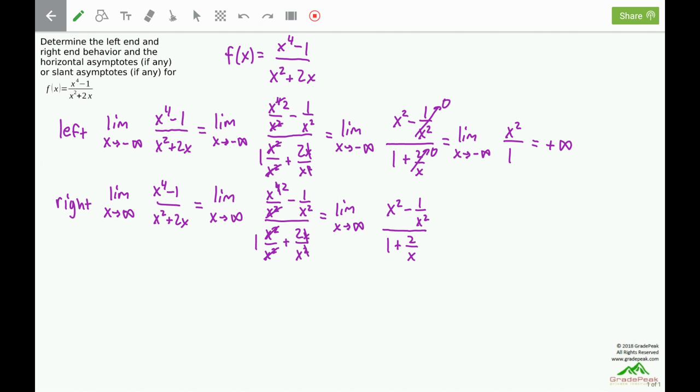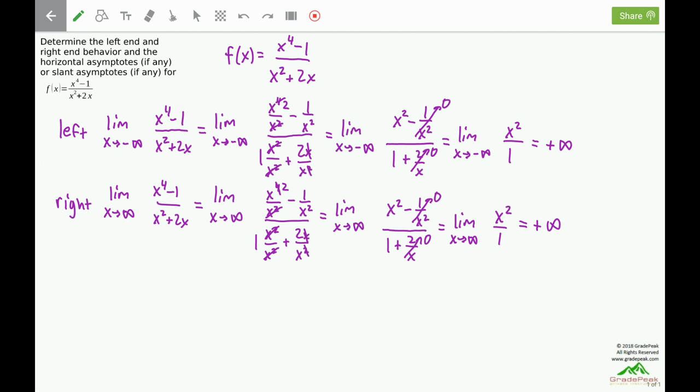Each term that is a constant divided by x to a positive power will go to 0 as x approaches positive infinity. The result is limit as x approaches positive infinity of x squared over 1. The next thing to do is plug a positive infinity in for each of the x's. Positive infinity squared is positive infinity. And there is the right end behavior of positive infinity.